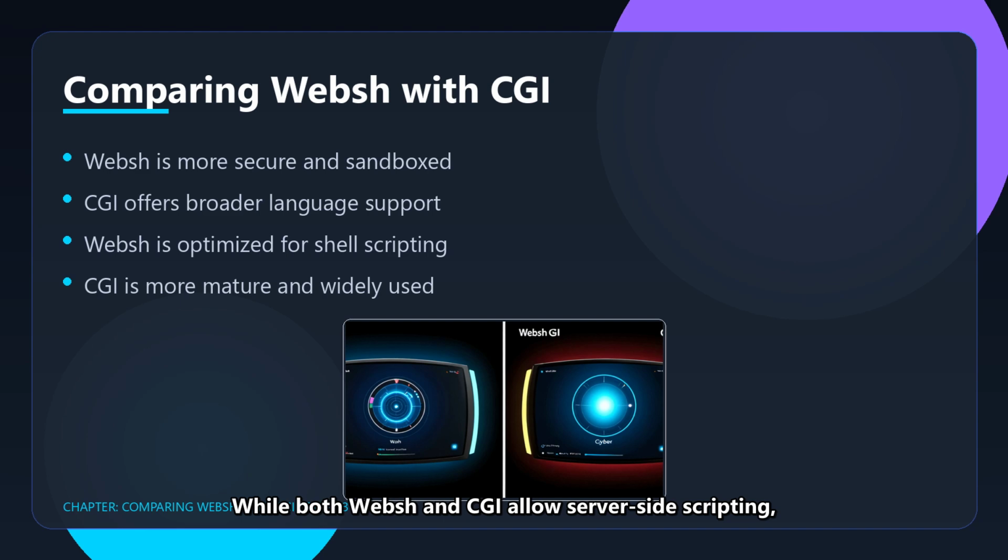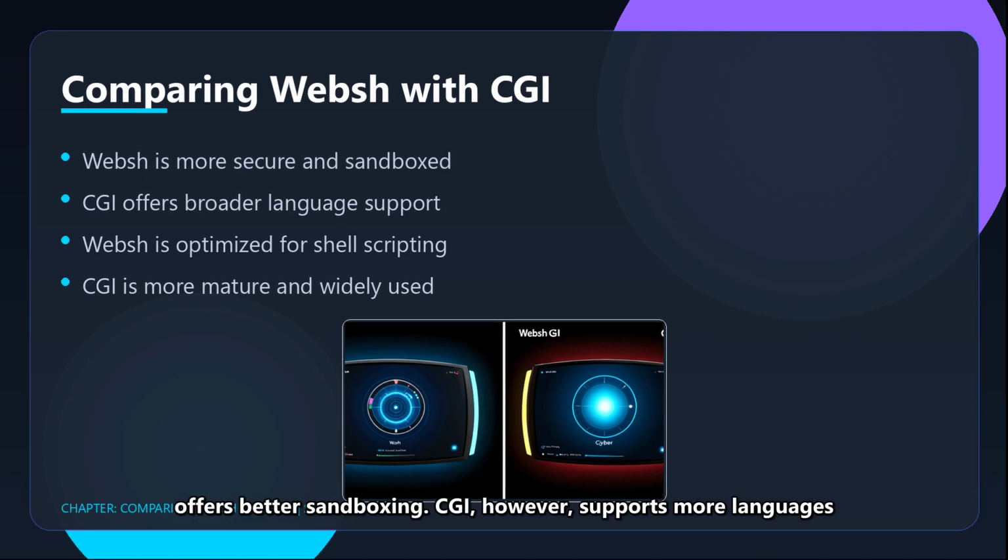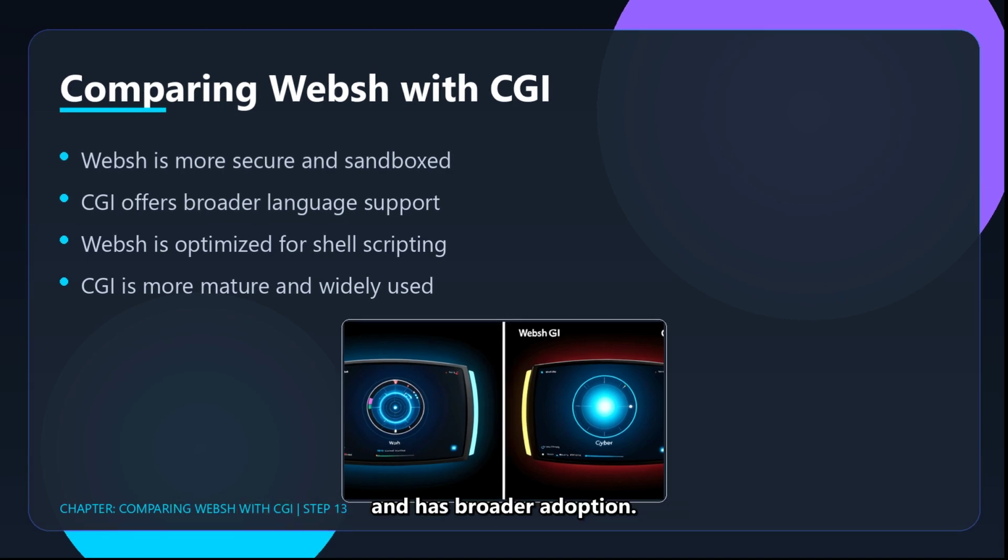While both Websh and CGI allow server-side scripting, Websh is specifically optimized for shell scripting and offers better sandboxing. CGI, however, supports more languages and has broader adoption.